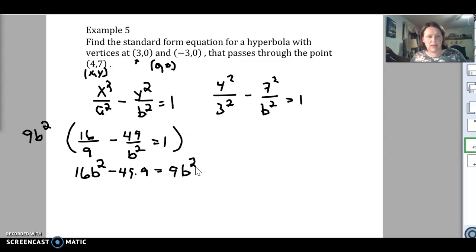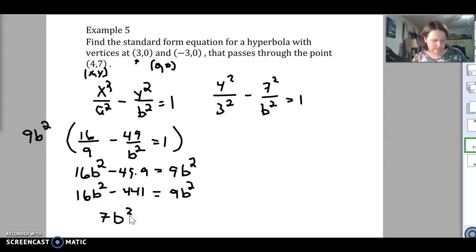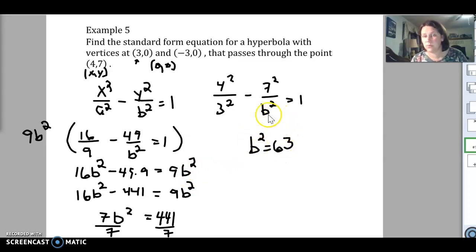Okay, so 49 times 9 is 441. So we have 16b squared minus 441 equals 9b squared. So let's subtract 9b squared from both sides, and that's going to give us 7b squared. And then add the 441 to both sides. Divide both sides by 7. 441 divided by 7 is going to be 63. So we'll have b squared is equal to 63. And we could just leave it like that because b squared is what goes into our equation.